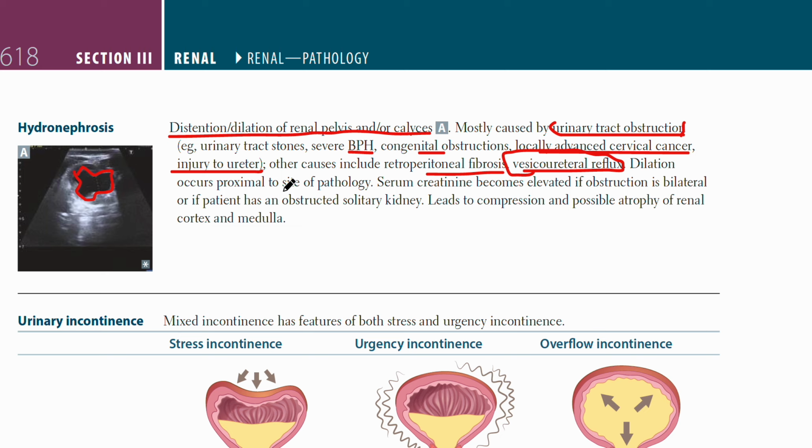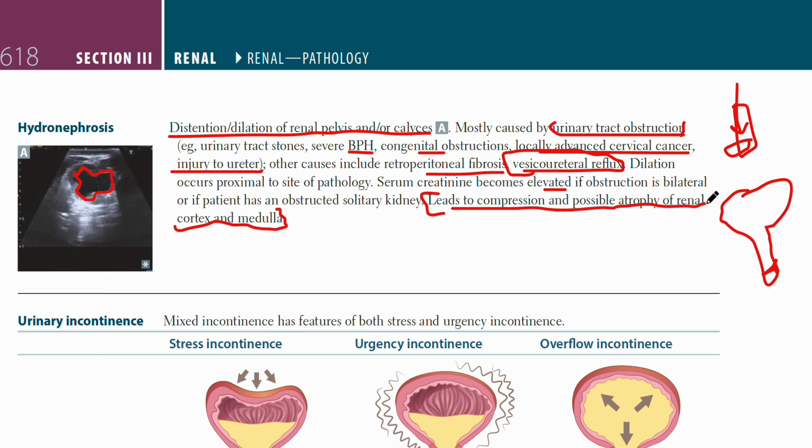And also dilation occurs proximal to the site of pathology. Obviously, that is very common. If this is a duct and here is the obstruction, obviously the outflow cannot go like that. So dilation occurs proximal to the obstruction like this. This is very simple logic. Serum creatinine becomes elevated if obstruction is bilateral or if the patient has an obstructed solitary kidney. It leads to compression and possible atrophy of the renal cortex and medulla. That is what happens in every obstructive case. The normal cortex is atrophied because of compression.